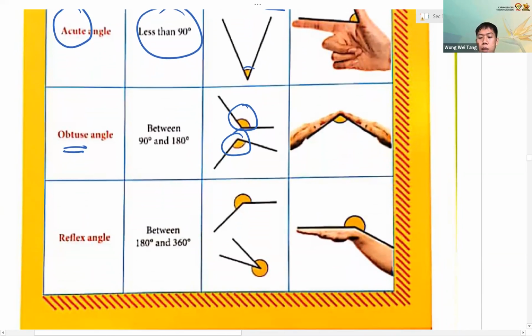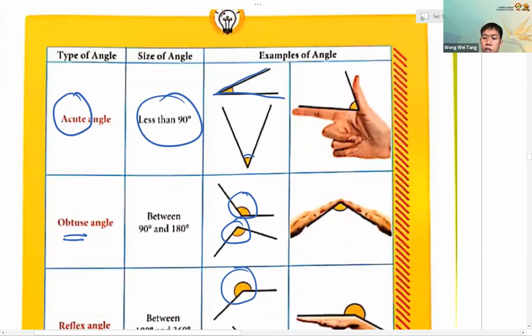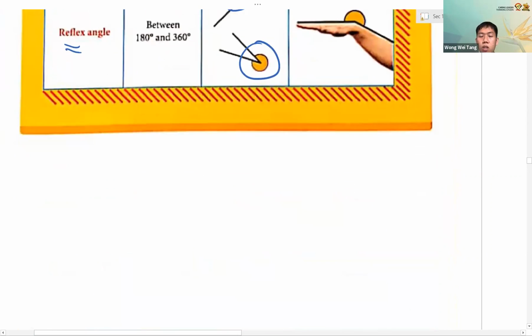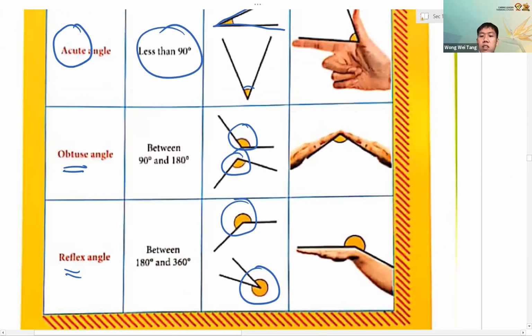And the last type of angle we have is called reflex. Reflex is more than a straight line, but less than 360 degrees. So this is the biggest type of angle that we will see, more than 180, but less than 360. These are the examples, and you need to know all of them. So at this point, any questions? No. Okay, thank you.